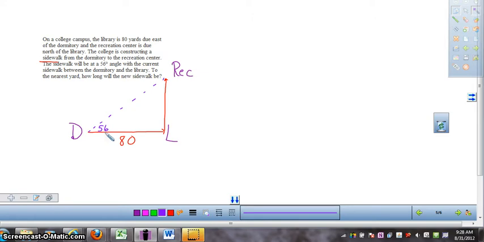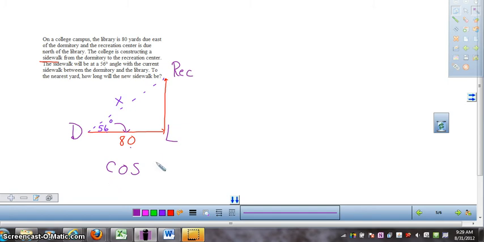To the nearest yard, how long will the new sidewalk be? So how long will the new sidewalk be? I'm not looking for this. I want the new sidewalk, so I'm going to call that X. Okay, how are those three related? Side, angle, side. This side here is the hypotenuse. So this is going to be a cosine because 80 is adjacent to 56 and X is the hypotenuse.